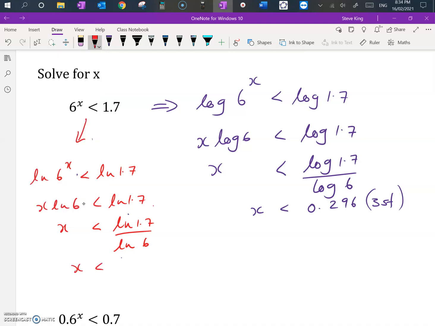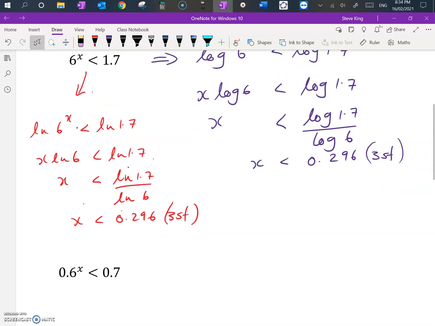0.296. So x must be less than 0.296. And that's 3 significant figures. All right, so that looks all good.